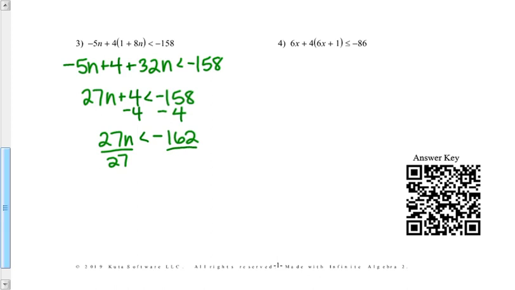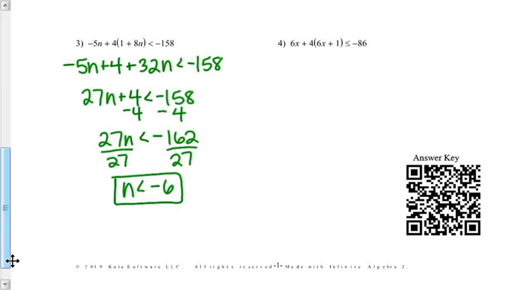If I divide by 27, I don't know what that is off the top of my head. Let me grab a calculator. So I get n is less than negative 6. Again, I don't need to graph this one.